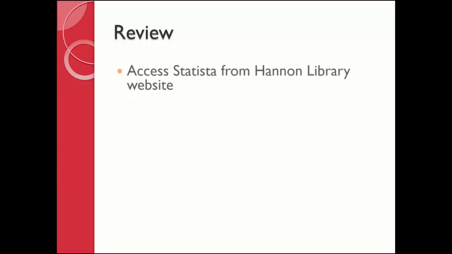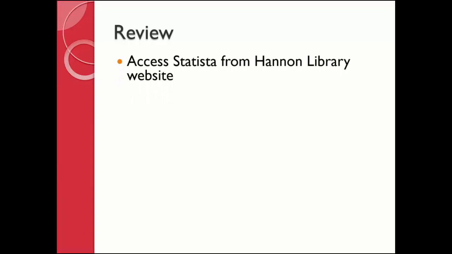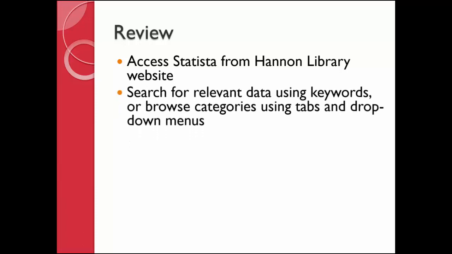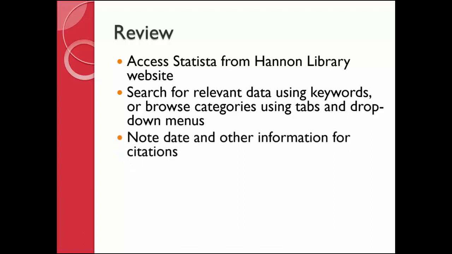That's an overview of Statista, the portal for statistics. To review, you will need to access Statista from the Hannon Library website to make sure you can retrieve information free of charge. Then, once you have accessed the portal, you can search using keywords or browse categories using the tabs and drop-down menus. You want to note the date and other information for the statistics and reports you retrieve so you can cite them in your paper or business plan.